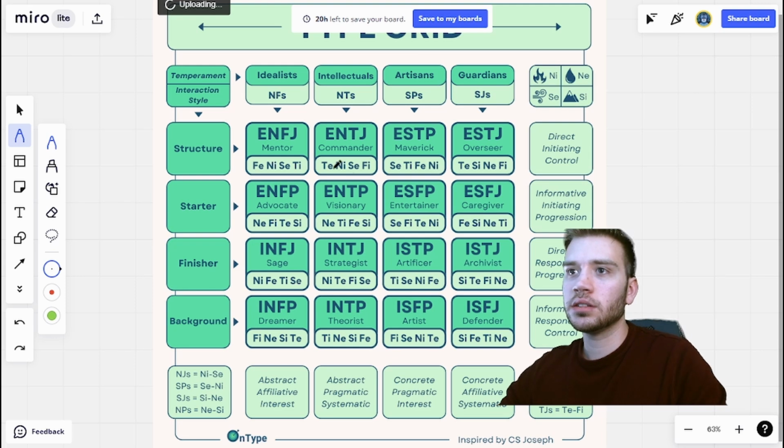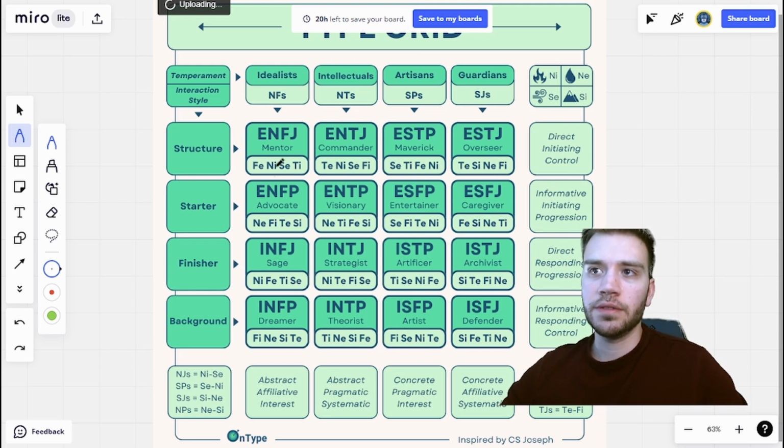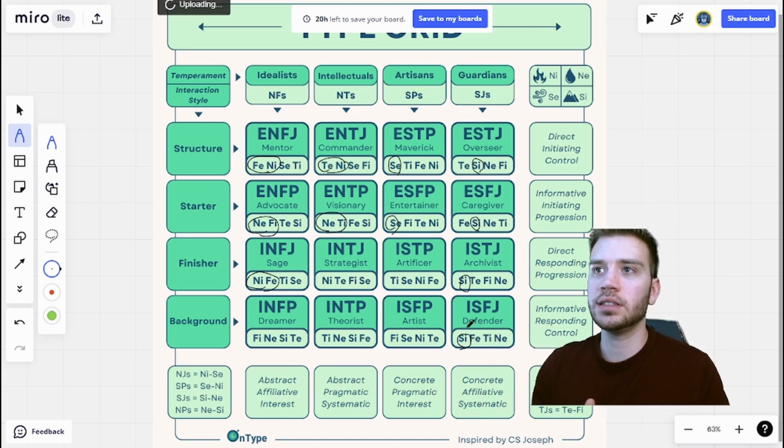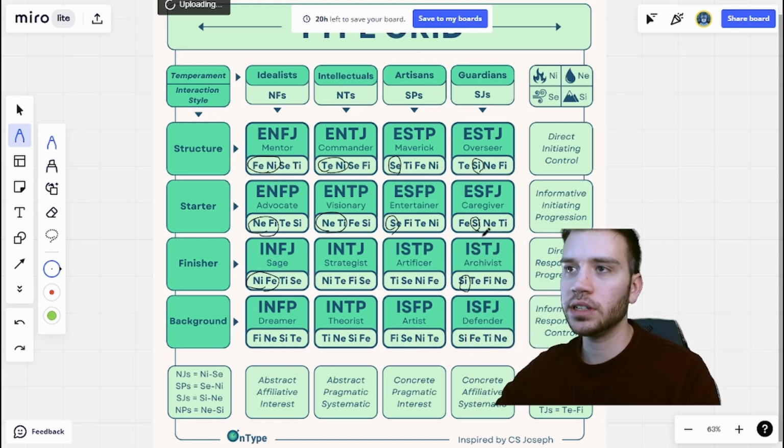All right, that's awesome. And a lot of this stuff has to do with the functions. Like we see the NF types, their first two functions are feeling and intuition functions, right? Same with the NT types. First two functions are thinking and intuition functions. SP types all have SE as their top two functions, and SJs all have SI as one of their top two functions. So it's a way of organizing it with regards to functions as well. If you're connecting the type grid, you want to see how all of these different pieces fit together.